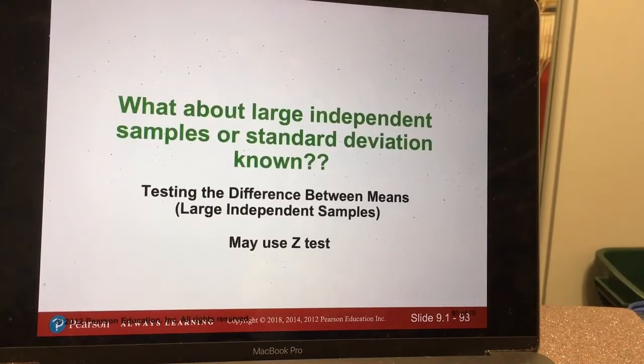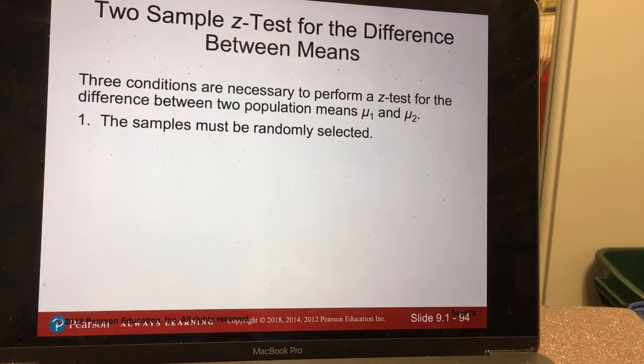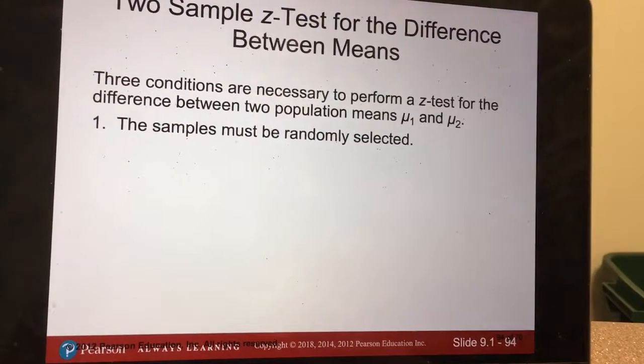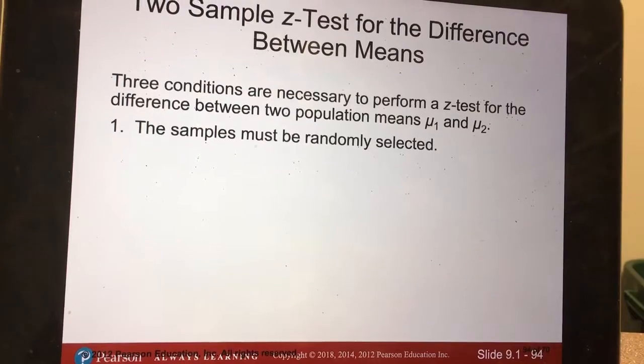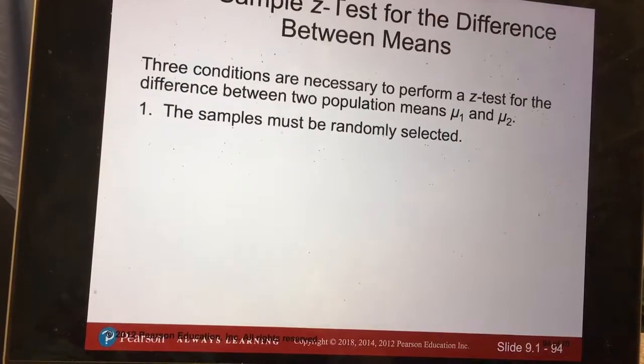So now we're going to say what happens when we have large independent samples or our standard deviation is known. When that is true, we get to use a z-test. When we are told that we either have large independent samples or our standard deviation is known, we can use a z-test as long as we have all of the other qualifications taken care of. So here it says 3 conditions are necessary to perform a z-test. We're going to look at those again.